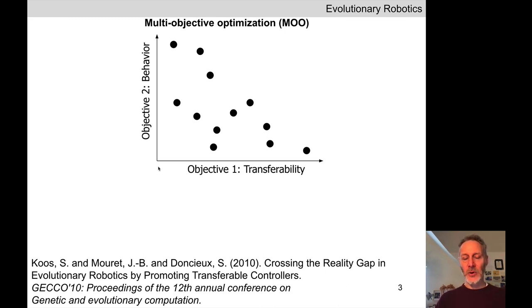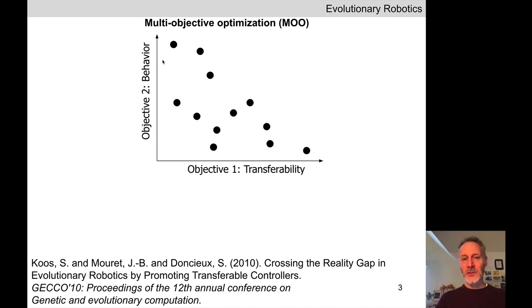So here we go. We're going to create a two-dimensional plane, and we're going to define two different axes. The horizontal axis down here is going to represent how transferable a given controller is. And the vertical axis is going to represent how well that controller causes the robot to move from left to right, the behavior that we want.